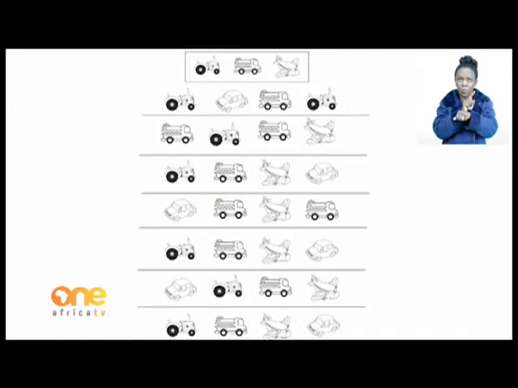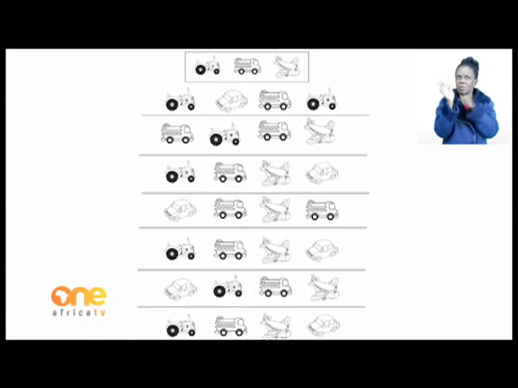We can see a bus, a tractor, a bus, and an aeroplane. Can we see our pattern there? Yes, we can see our pattern there. There we can see that there is a tractor, a bus, and an aeroplane. I'd like you to color the tractor, the bus, and the aeroplane. Remember, a pattern is done in order, so you cannot color the first bus because that will be wrong.